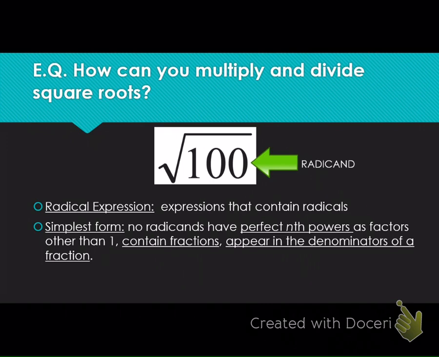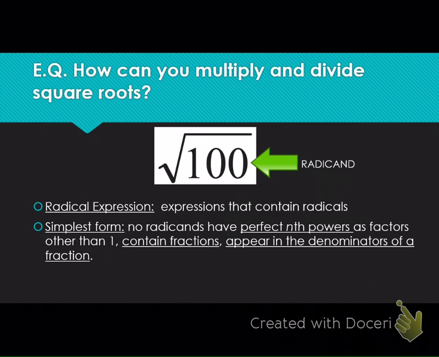First of all, the number underneath the square root sign or the radical sign is called the radicand. So when you hear me refer to the radicand, I'm talking about the number under the radical. A radical expression is any expression that contains a radical. So if you're looking at a problem that has a radical sign in it, it is a radical expression.